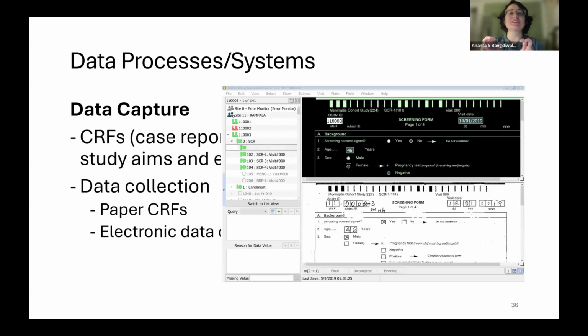And intelligent character recognition would review the handwritten section and enter the data into the electronic data capture. Then a human would review this to make sure that the intelligent character recognition didn't make any mistakes. And then that's how you would get your data into electronic form.